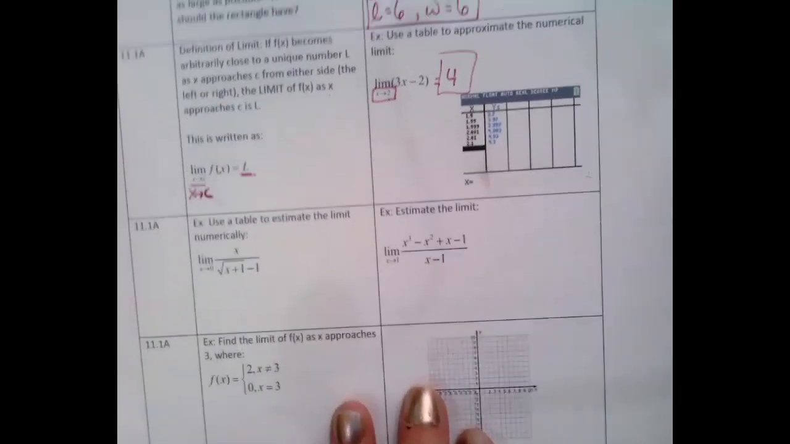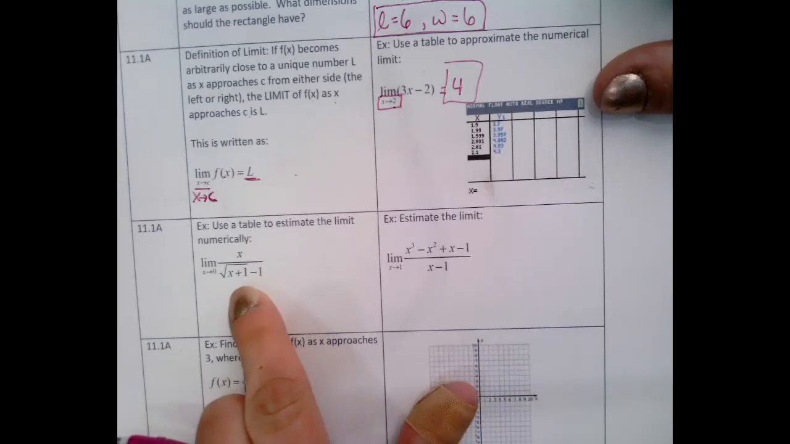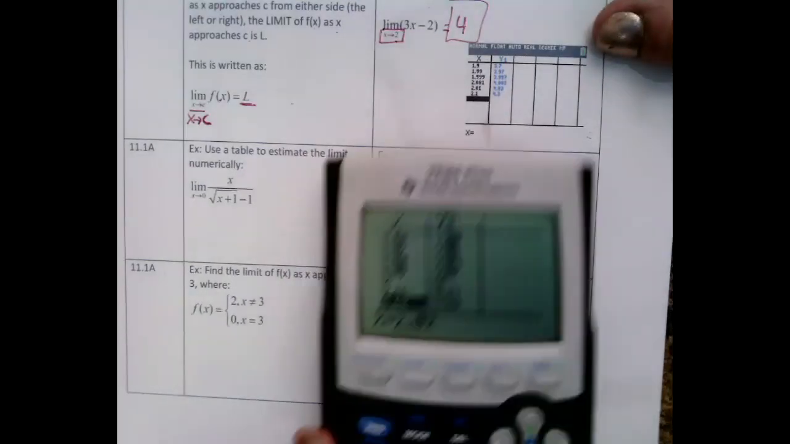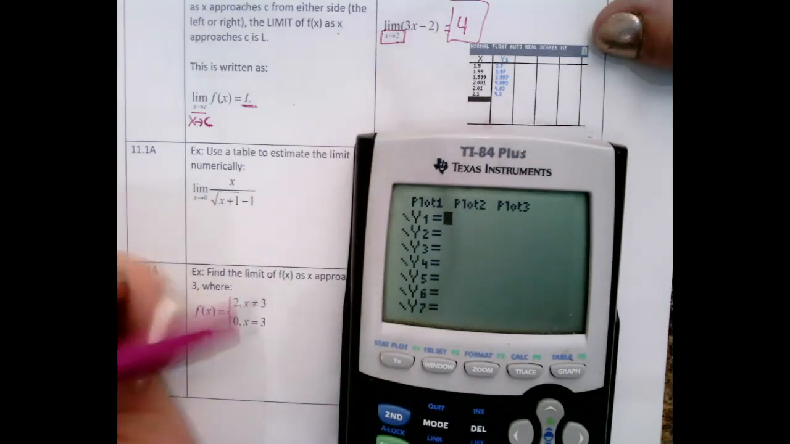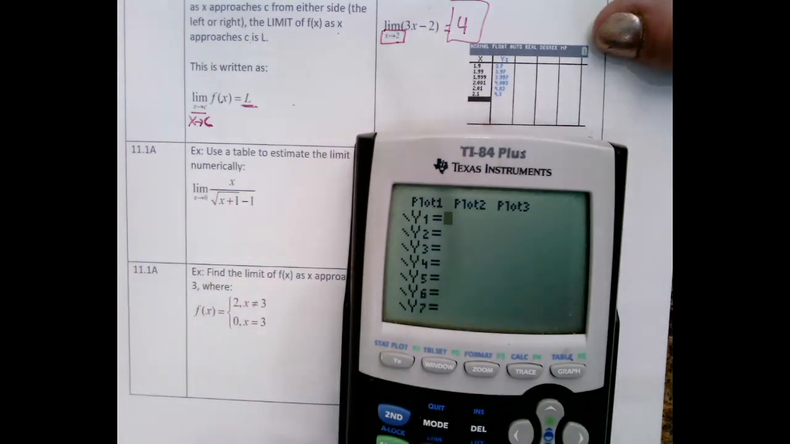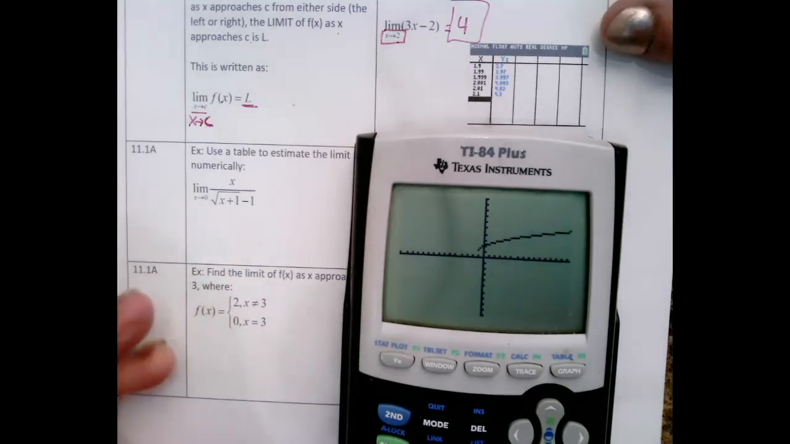All right, let's take a look at a couple more of these. It says use a table to estimate the limit numerically. All I'm going to do is plug this into my calculator. I'm going to go to y equals, and this is going to be x divided by a whole bunch of stuff here: the square root of x plus 1, minus 1, and close those parentheses. I'm going to graph this just to see what it looks like. Okay, so that's what it looks like.